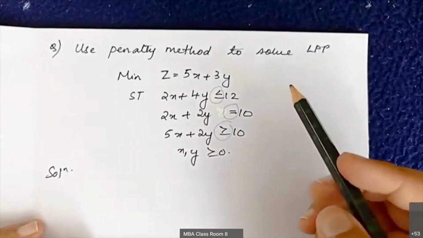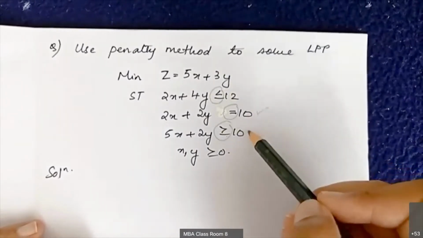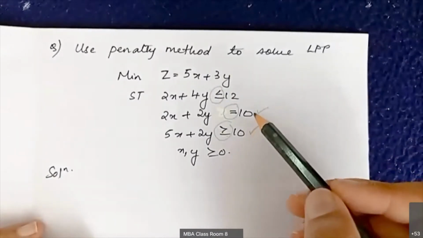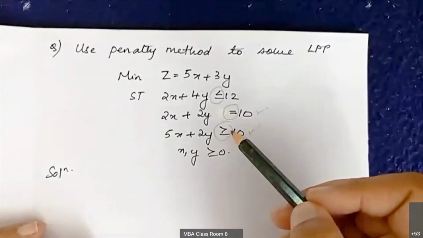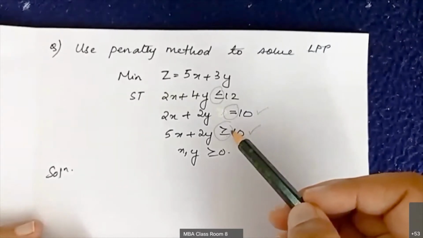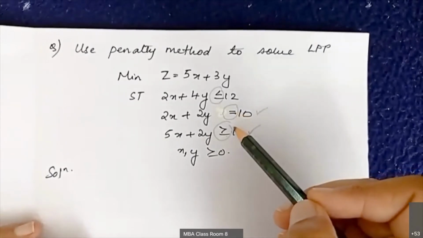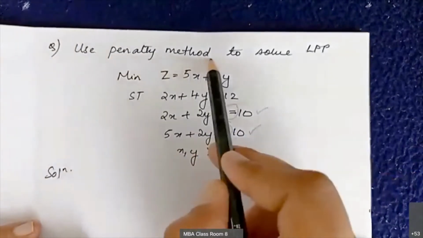So in all cases where we have equal to as the symbol or greater than or equal to as the symbol, if any one of the constraints has equal to or greater than or equal to, then we cannot use the usual simplex method. Is it clear? We should not use the usual simplex method that we followed in the last two classes. If we have equal to or greater than or equal to, in such cases we will have to use the big M method. It is also called the penalty method.